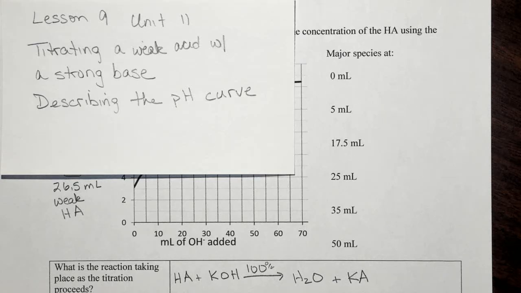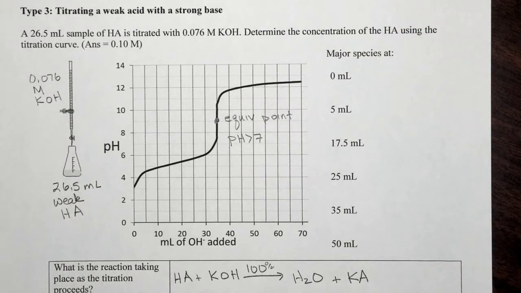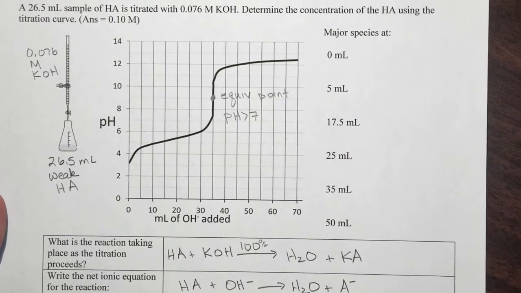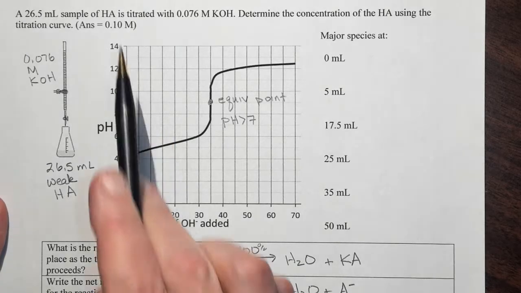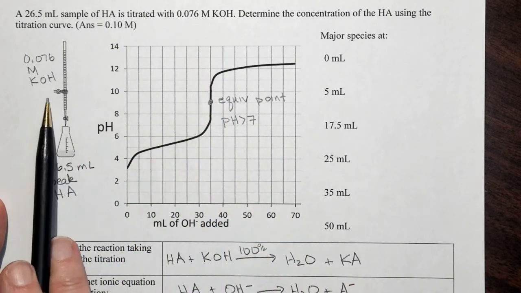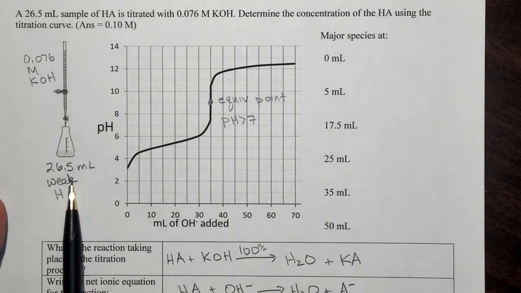This is Lesson 9, Unit 11, Titrating a Weak Acid with a Strong Base. So here we have an image of titrating a weak acid with a strong base. What we have is 26.5 mLs of a weak acid, which we'll call HA, titrated with 0.076 molar KOH. I've labeled it on the burette here, and then what we have in the flask.